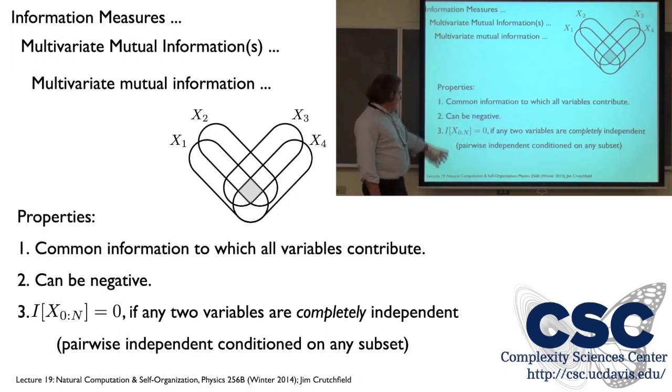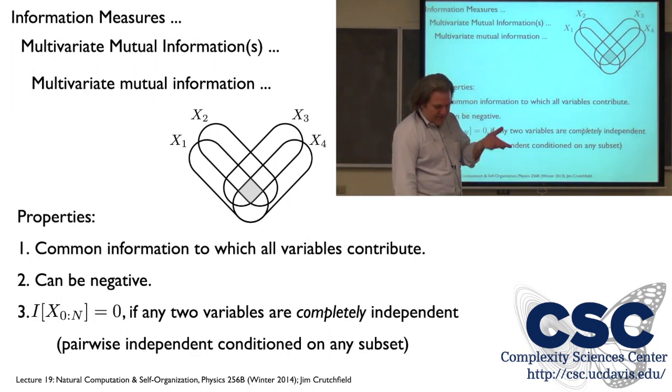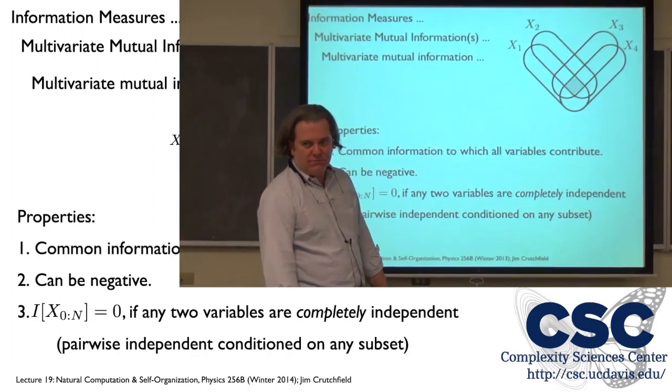And the other curious thing is that if any two of the variables are independent, the entire sum, the entire mutual information goes to 0. So it's a little bit sensitive, right? Okay, so that's the first generalization, and I think it's the front runner in terms of what we would mean by multivariate mutual information.